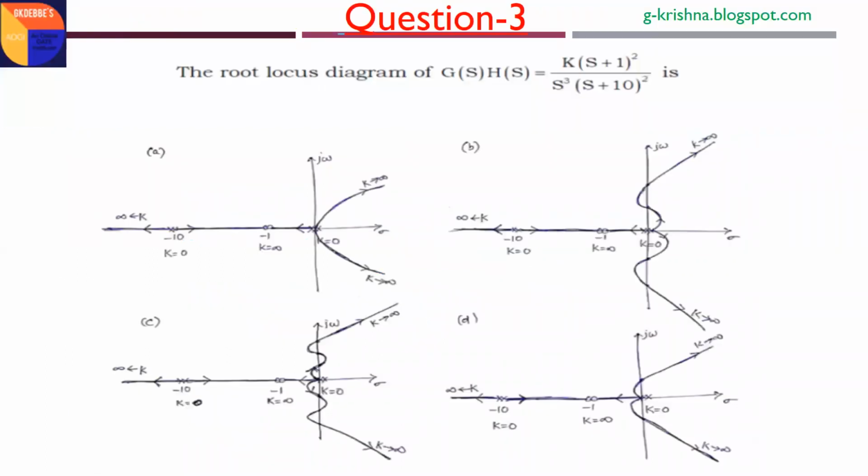The root locus diagram of an open loop transfer function K times (s plus 1) whole square by s cube into (s plus 10) whole square is. These are the options shown here. Let us go to the solution.